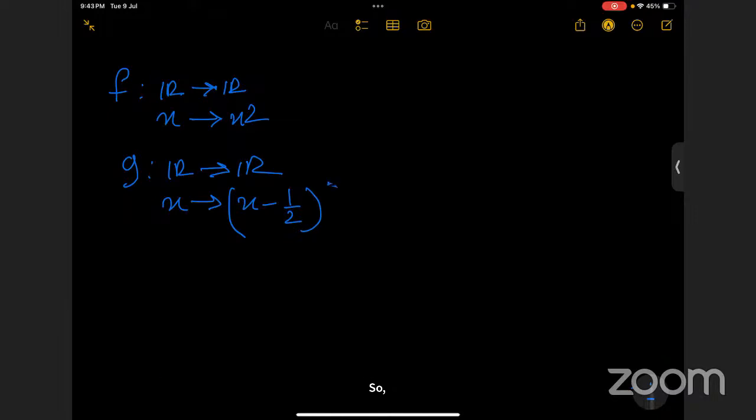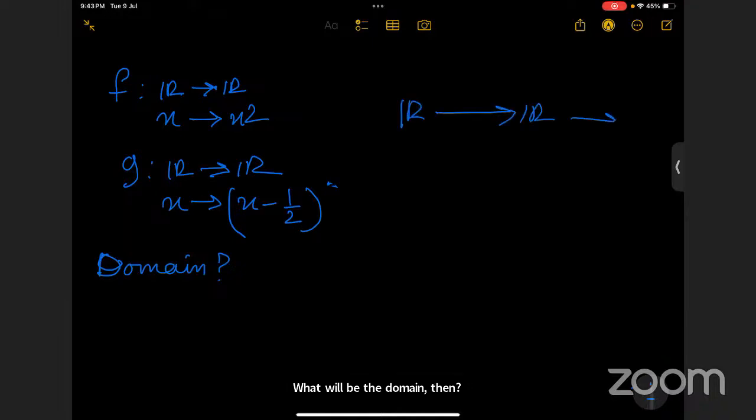If we first take f of g of x, then what will be the domain? Any real number. So the domain is R, right?